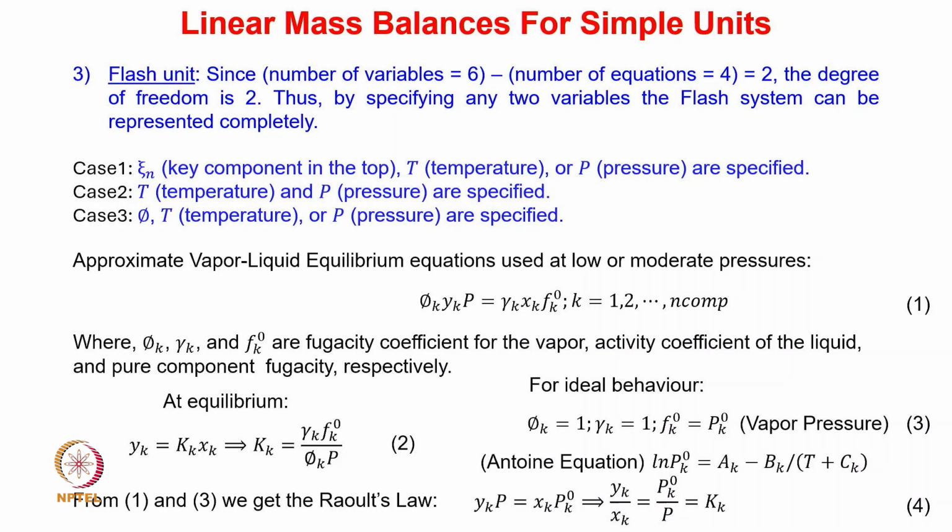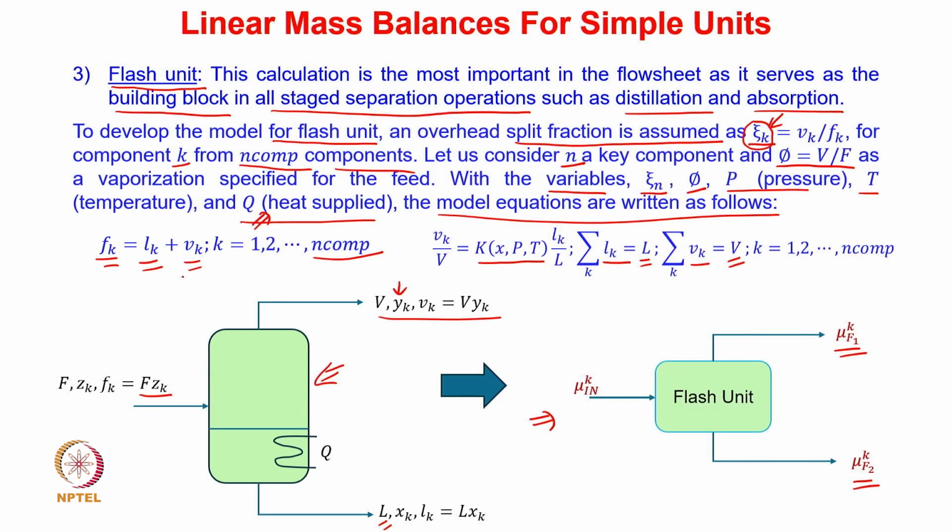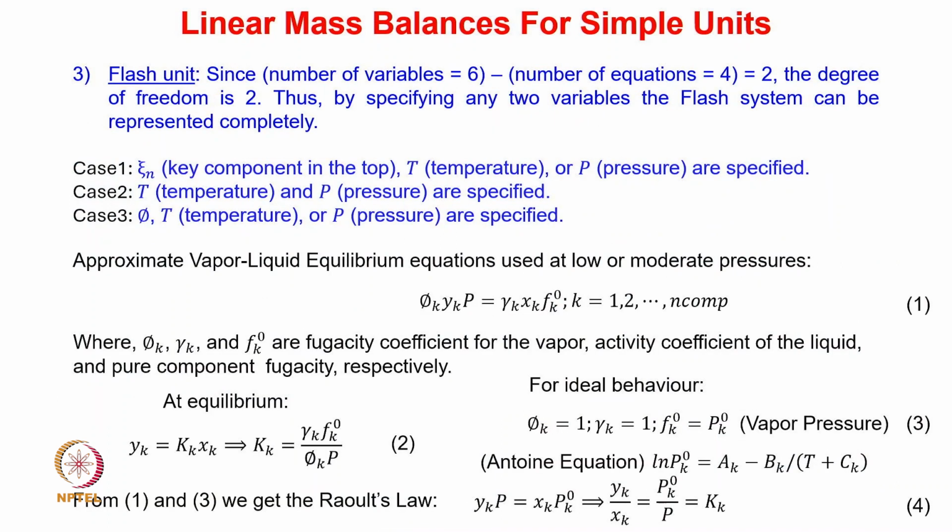So clearly you can see that if we count the total number of variables here, 1, 2, then 3, then 4, 5 and 6, there are a total of 6 variables, and the number of equations are 1, 2, 3 and 4. There are 4 equations and 6 variables. So in this case clearly the degree of freedom is 2. What it means is, by specifying 2 variables we can define the system completely. That is what it means.